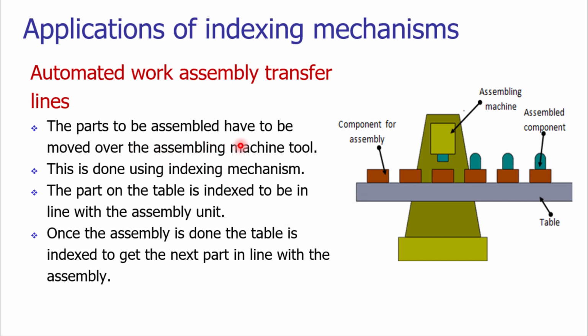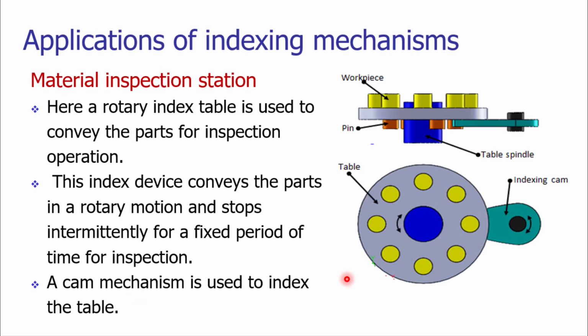The parts to be assembled have to be moved over the assembling machine tool. So this is the tool over which we are moving the parts. Once the assembly is done, the table is indexed to get the next part in line with the assembly. We can use the indexing mechanism for the inspection operation as well. A typical arrangement can be seen on your screen.